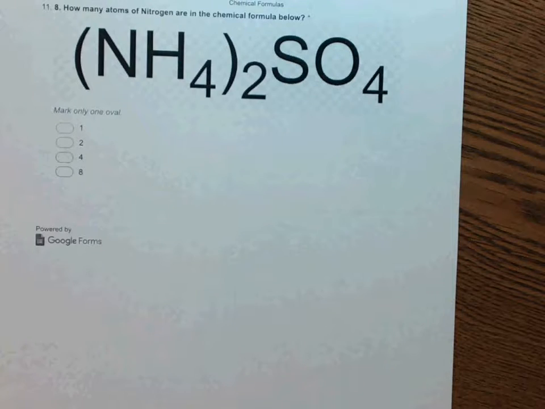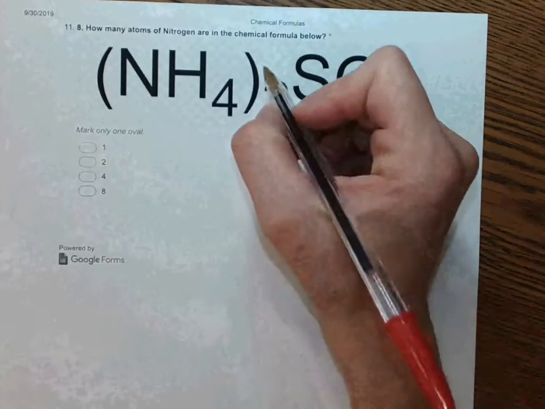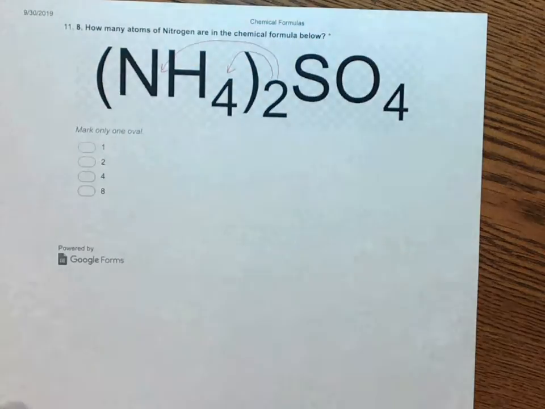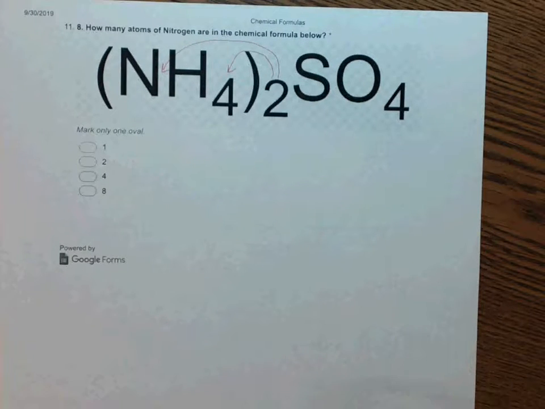How many atoms of nitrogen are in the chemical formula below? Do not forget to distribute when you have parentheses. And you should be able to get that one right too.